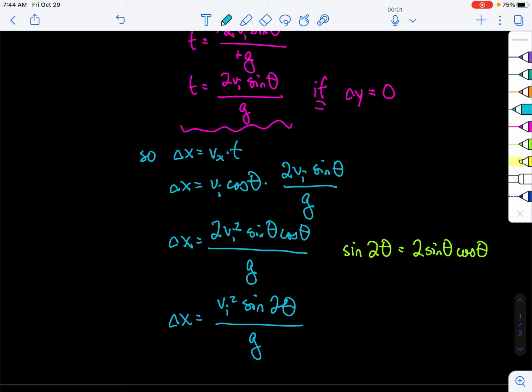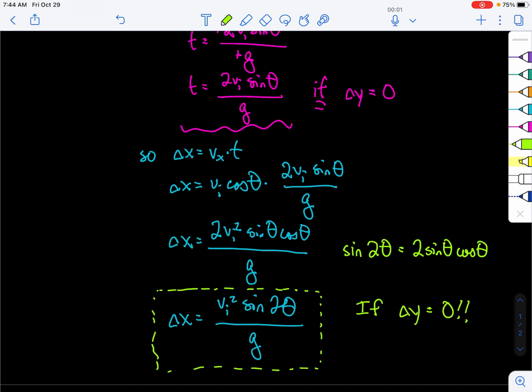So this is a great equation. It's especially handy if we're looking for theta, actually, because it's a big, humongous pain in the butt to find theta. Boy, I do not love that rectangle, but here we are. You can use it to find theta, you can use it to find vi, you can use it to find delta x if delta y equals 0.